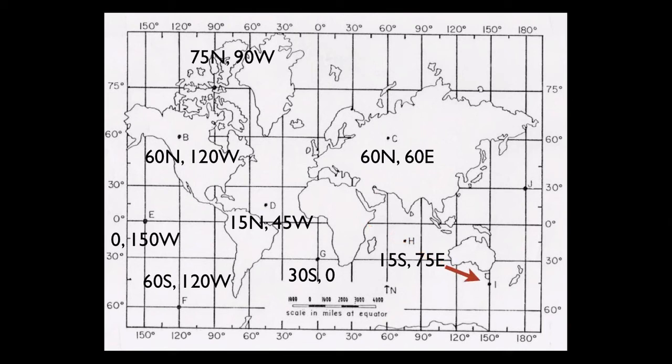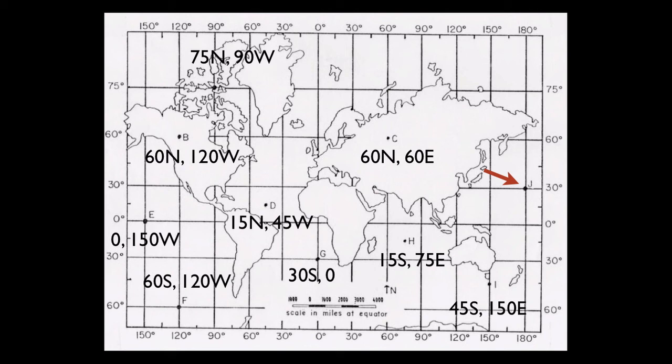Point I. Point I is halfway between 30 degrees south and 60 degrees south, so it would be 45 degrees south. And it's right on the 150-degree line. But remember, the other 150-degree line that we saw earlier was west of the prime meridian. This one is to the right of the prime meridian, so it's 150 degrees east. 45 degrees south, 150 degrees east.